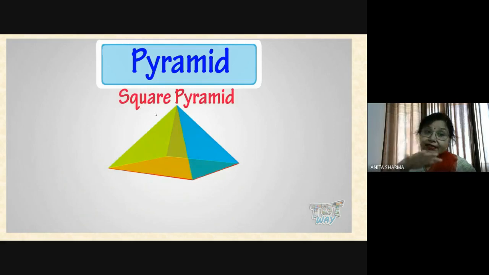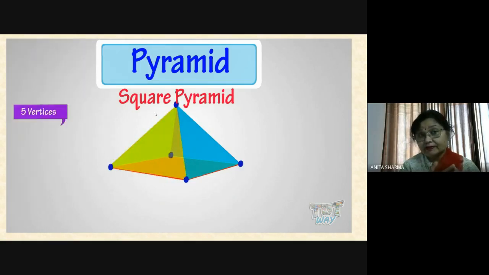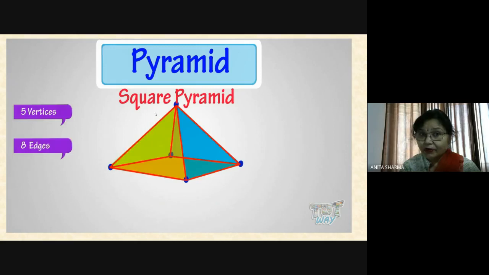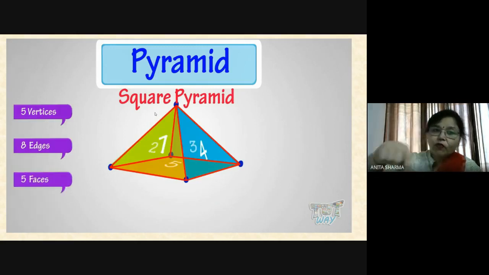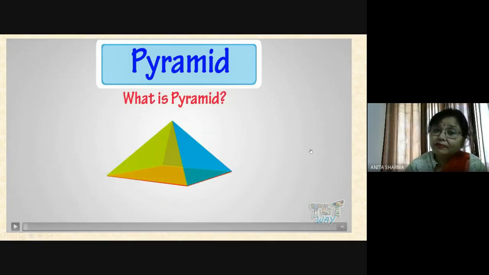So the base end decides the name of the pyramid or prism. It is a square pyramid. Side faces are triangles. All are converging at one point, called the apex. So 5 vertices are there, blue colored, red ones are edges, 8 edges, and 5 faces, 4 triangular and 1 square. Okay, so this way, children, you understood what is a pyramid and what is a prism.